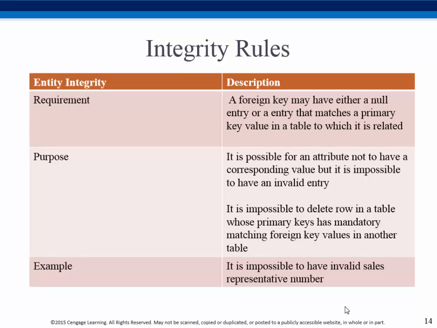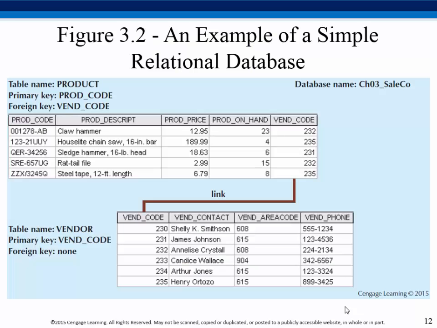It is impossible to delete rows in a table whose primary keys have mandatory matching foreign key values in another table. So if they're related, and if we go back to vendor, if it's related, you cannot delete record 232 from the vendor table as long as it's linking in record as a VIN code foreign key in the product table.